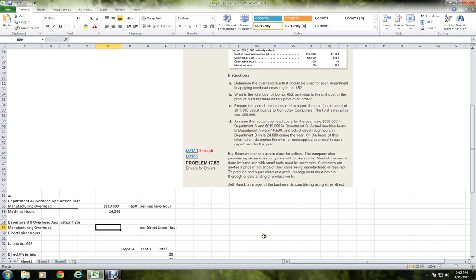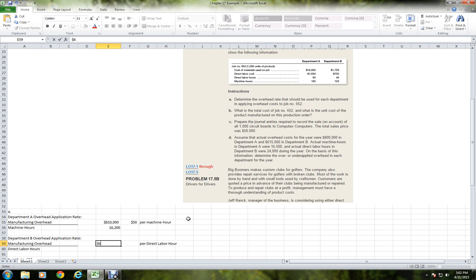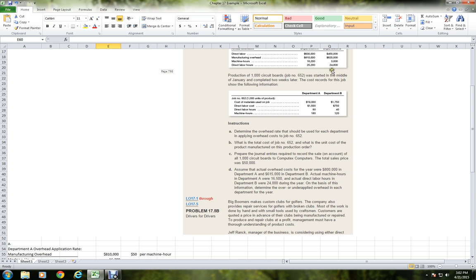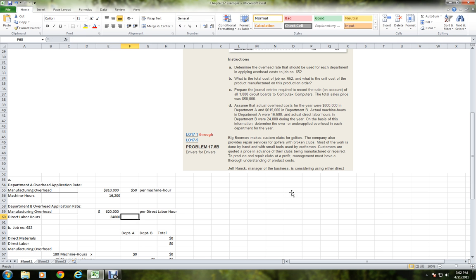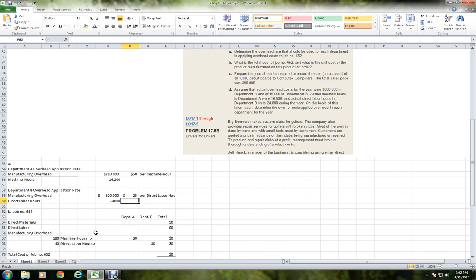So we're going to do the same thing for Department B. So we go look, and they had total overhead of $620,000. And then their cost driver, direct labor hours. So we need to go see how many they had. They had 24,800. So we're just going to divide total overhead costs by total direct labor hours, which gives us a cost of $25 per direct labor hour. All right, so now we know what our budgeted number was. So now we can move on to our actual costs.